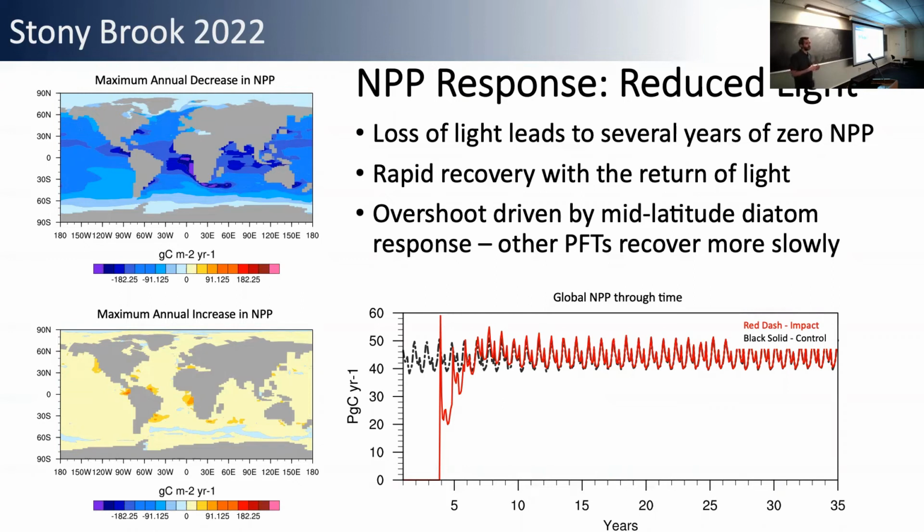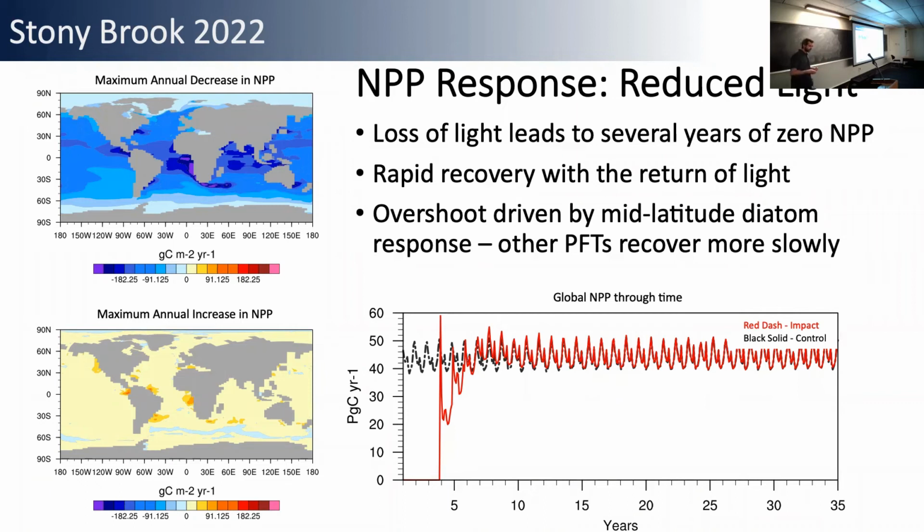And we think that's in part due to two reasons. While productivity is down to zero, we're accumulating a bunch of nutrients that aren't being used by the biology because there's very little activity going on. So once light begins to return and the diatoms are able to come back, they have a lot of nutrients available in order to thrive.